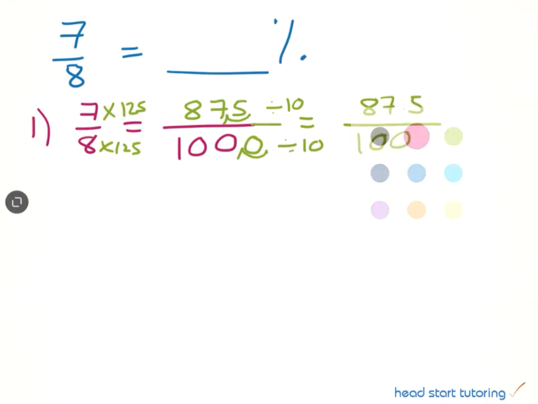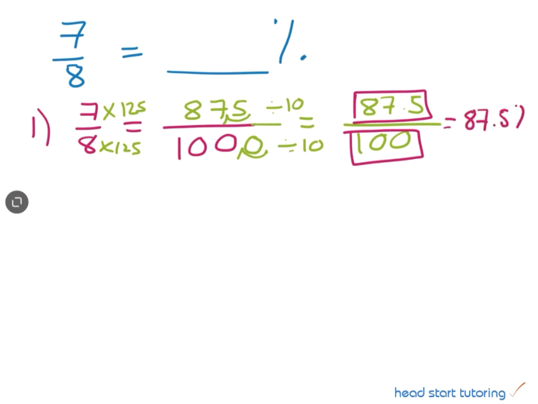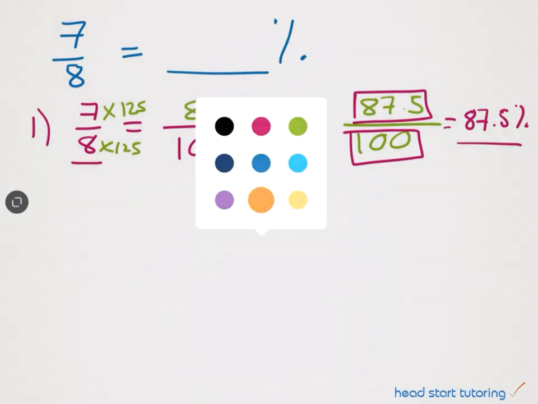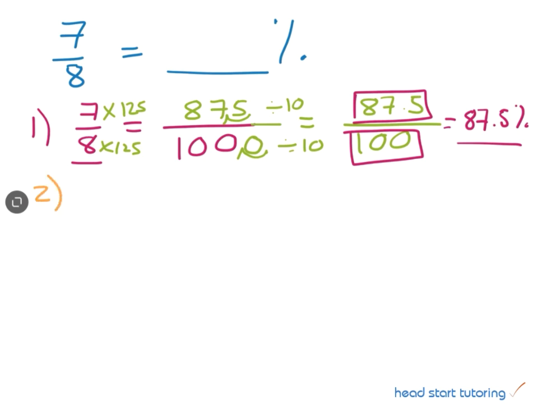And remember that as soon as your denominator is 100, your numerator will automatically be your percentage. So we end up with a percentage of 87.5%. So 7/8 as a percentage is 87.5%. Right, let's have a look at our second method.